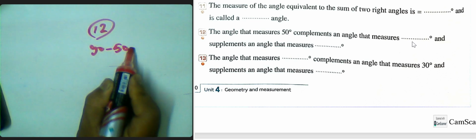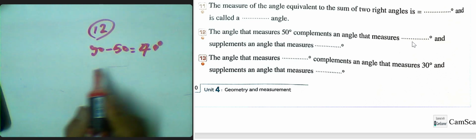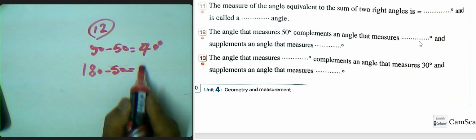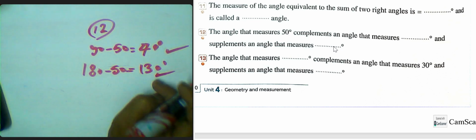Question number 12. The angle that measures 50 degrees, its complement is an angle of what? Complement means 90 subtracted by 50, which is 40 degrees. And the supplement? 180 subtracted by 50. The supplement will be 130. Then you must write here 40 and here 130.